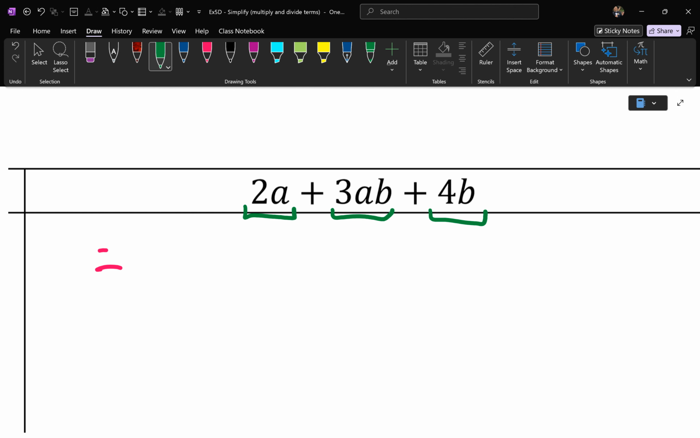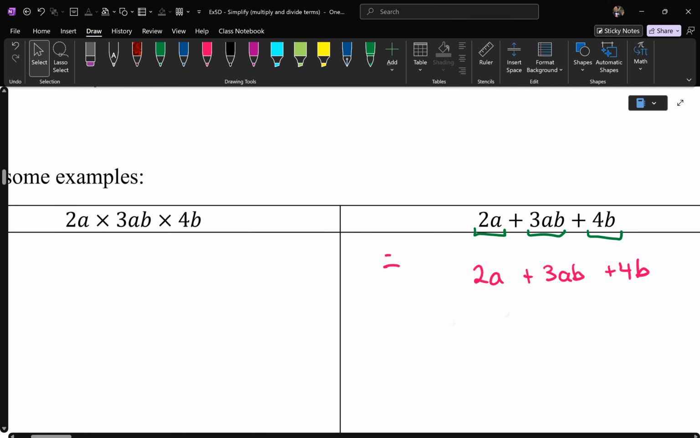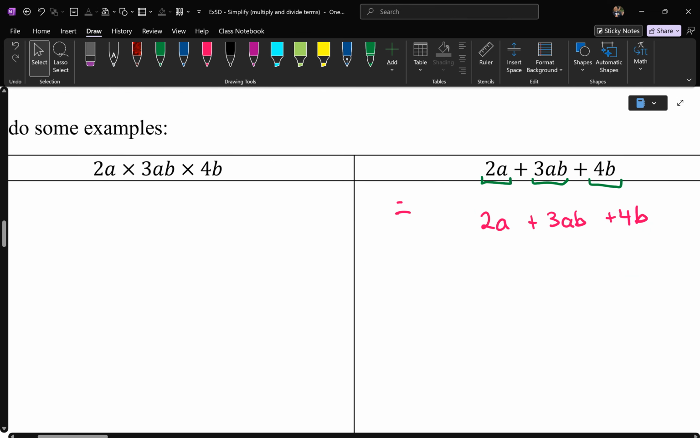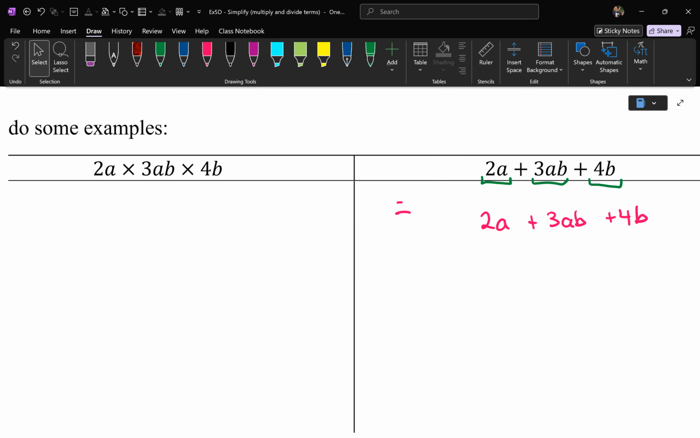Can't do anything. So if I ask you to simplify that, the answer is just 2a plus 3ab plus 4b. Can't do anything about it. Okay? Nothing in common. Different to today's lesson. So today's lesson, we're now looking at this now. I'm going to get you to break it all apart.